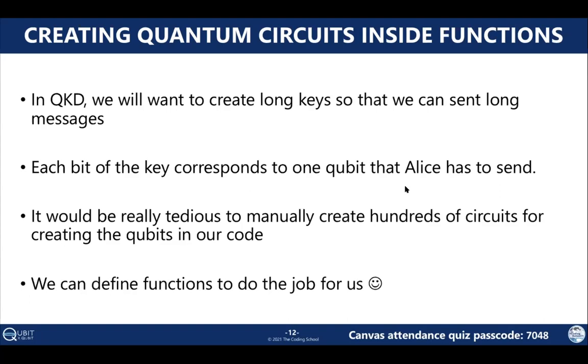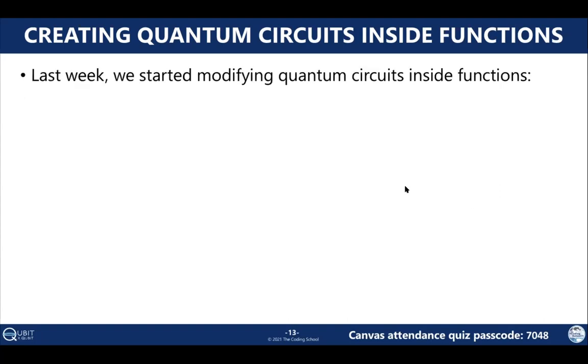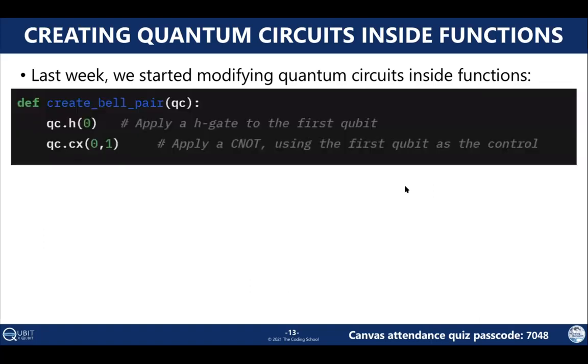Last week, we did create some quantum circuits using functions like this create bell pair, where we first do a Hadamard gate and then do a CNOT gate.